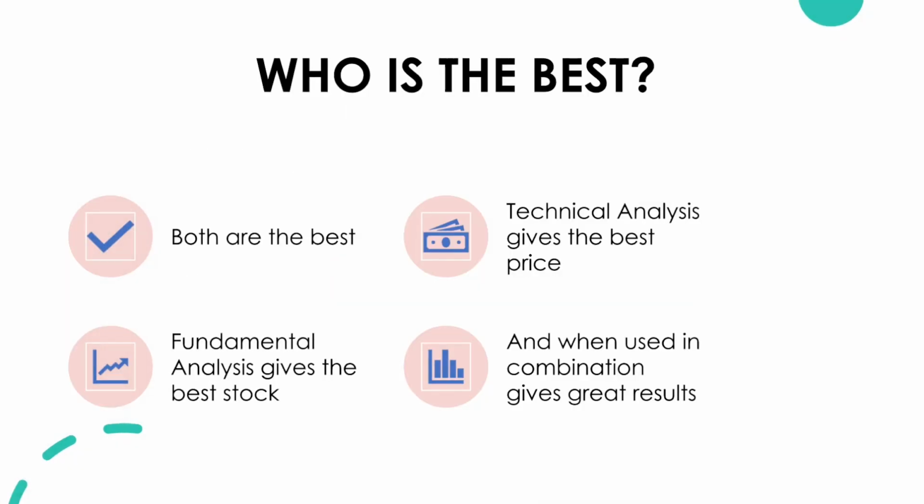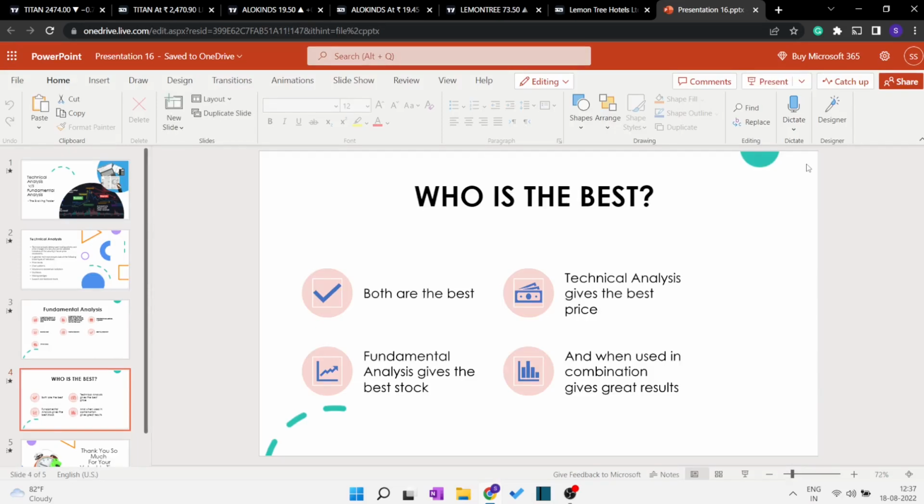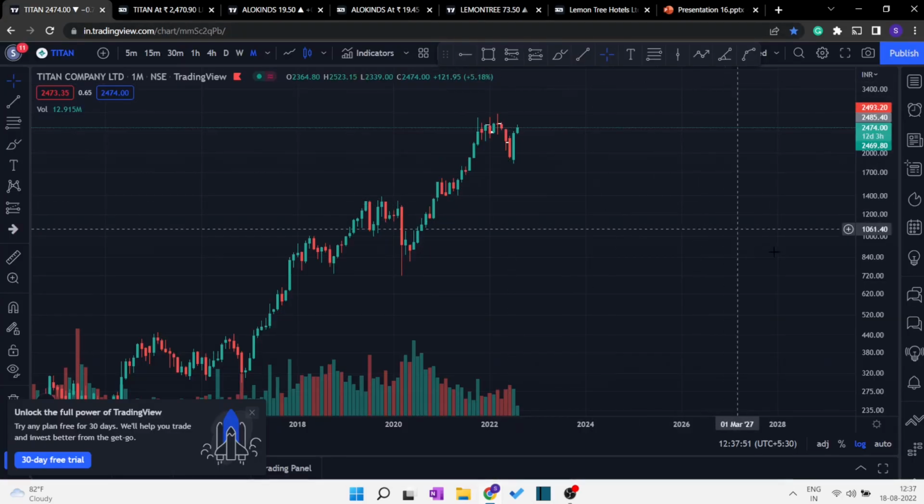So what is the best? If we go and see, technical analysis gives the best price by seeing charts, and fundamental analysis gives the best stock, like whether the stock has the potential or not, and we will discuss this in charts. So just wait for it. And when both of them are used in combination, they give the best possible results, and it's my personal experience through which I'm saying. So now let's get to the charts and let's see what charts have to say.